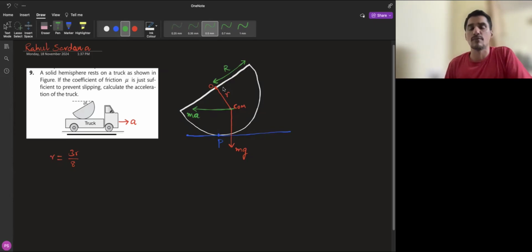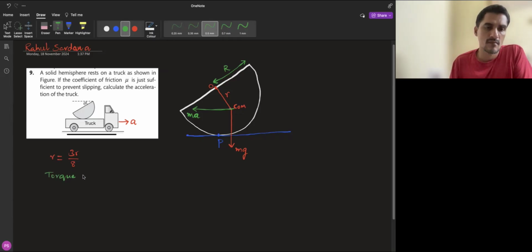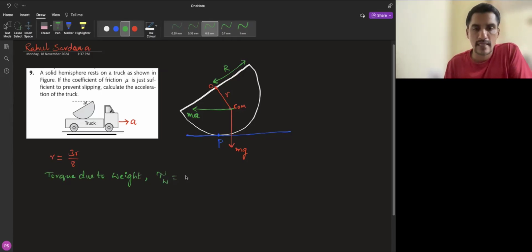It means the moment in the clockwise direction is equal to the moment in the anti-clockwise direction, right? So like that, if we take the torque due to mg, that is weight, how to write the torque due to weight? That is tau w is equal to mg into, what is its perpendicular distance? How to draw the perpendicular distance?